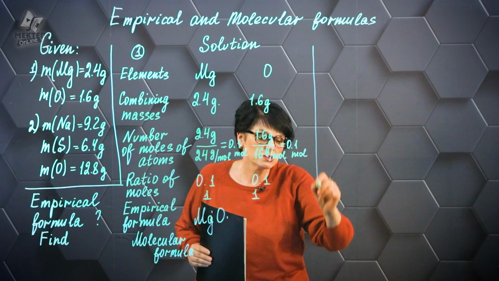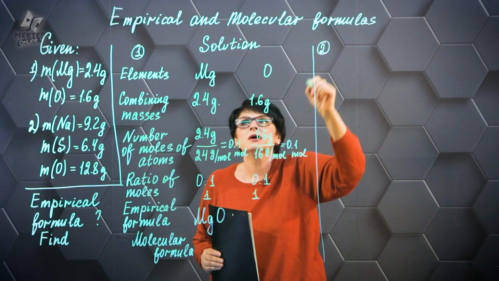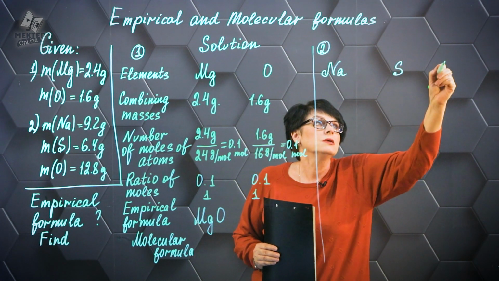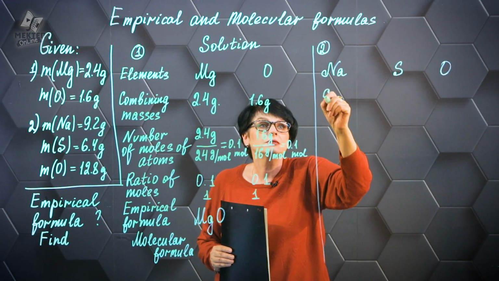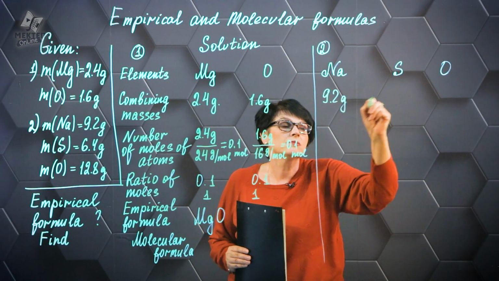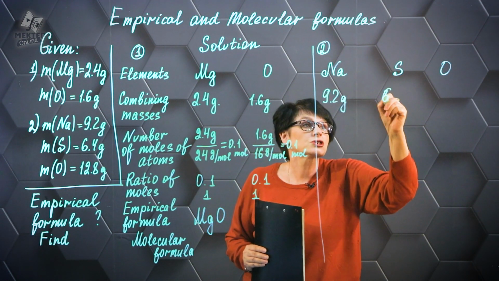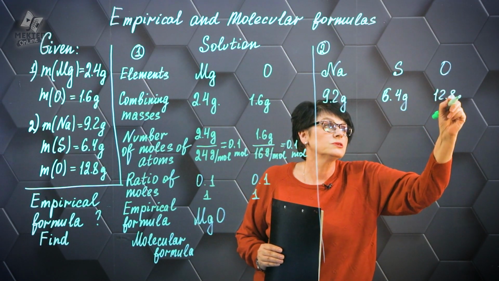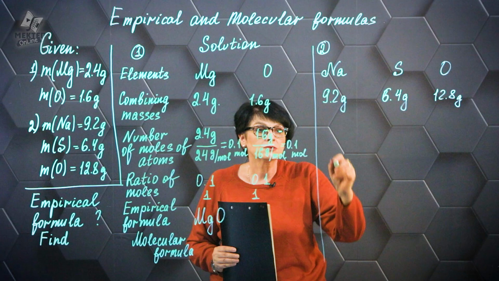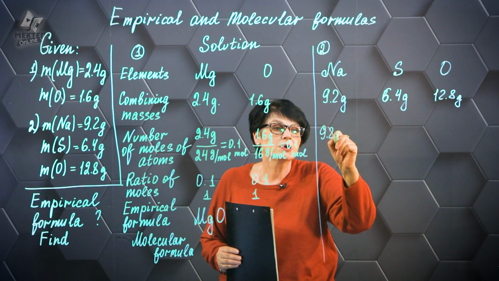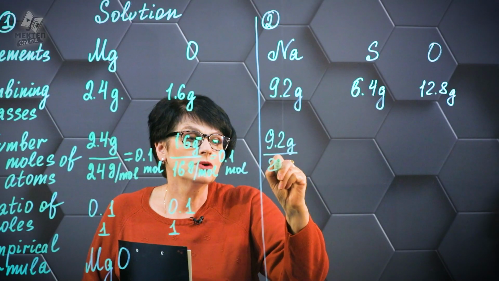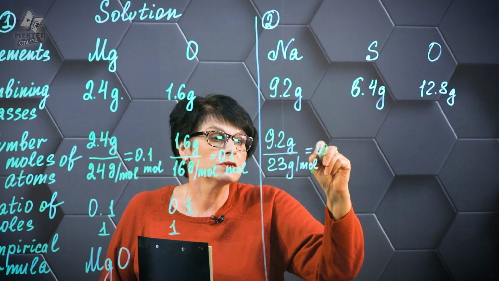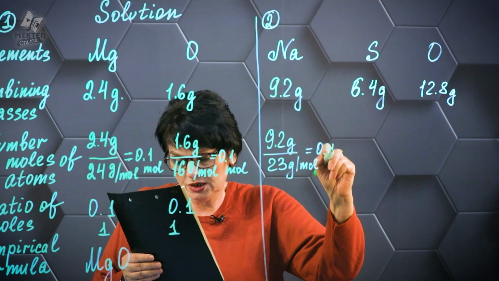Thus, we solve the second problem by analogy. So, which elements are presented here? Sodium, sulfur, and oxygen. So for sodium, we have a mass of 9.2 grams, and for sulfur, we have 6.4 grams. For oxygen, 12.8 grams. We do exactly the same for sodium, 9.2 grams. We divide by its molar mass of 23 grams per mole. This will be 0.4 in moles.